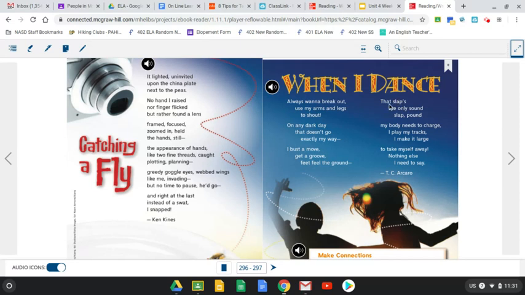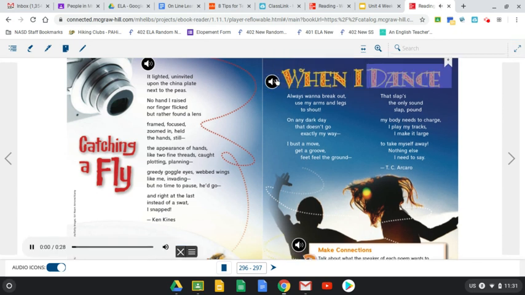The last poem is "When I Dance," and we're not going to analyze this one, but as you're listening to it, think about, do you hear a poet's thoughts and feelings? Do you see stanzas? Do you hear rhyming words? If you hear rhyming words, right away you should be able to say, aha, I know this is a blank kind of poem.